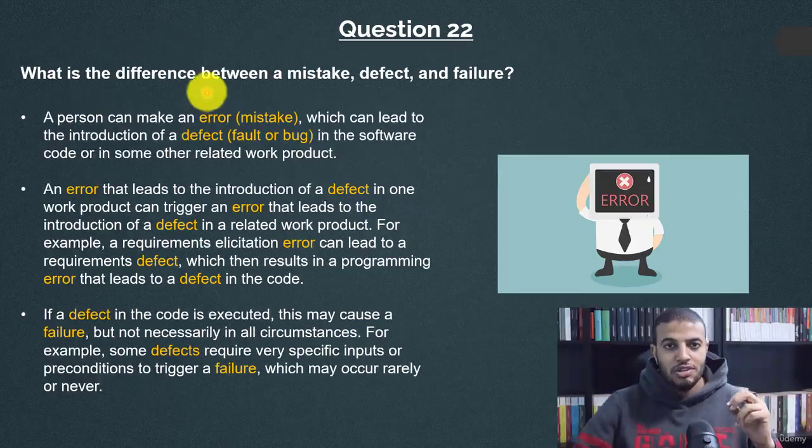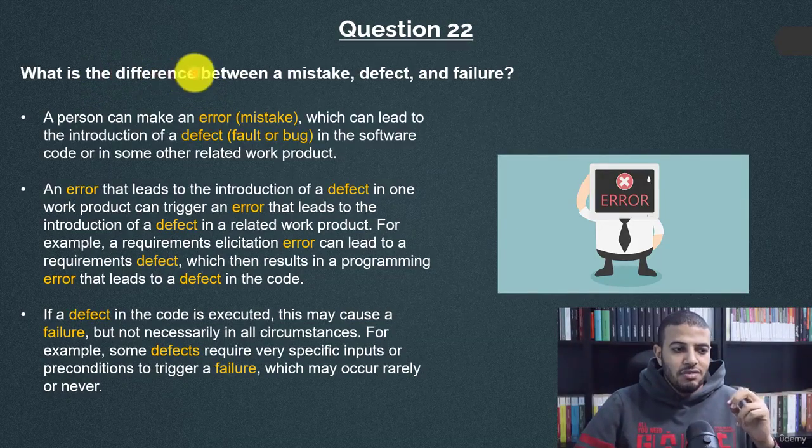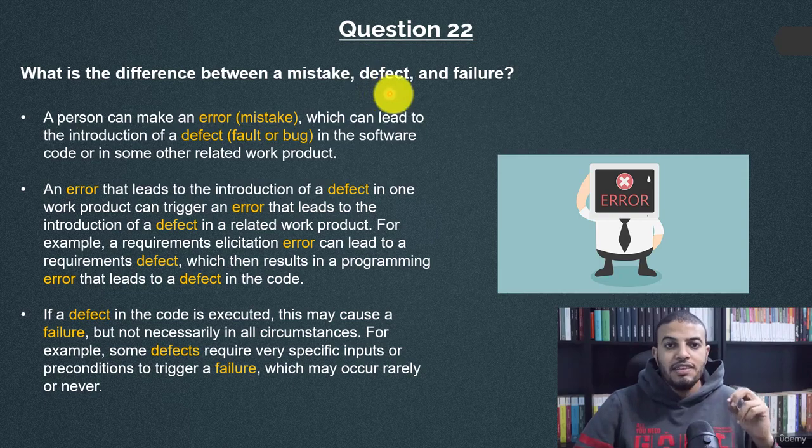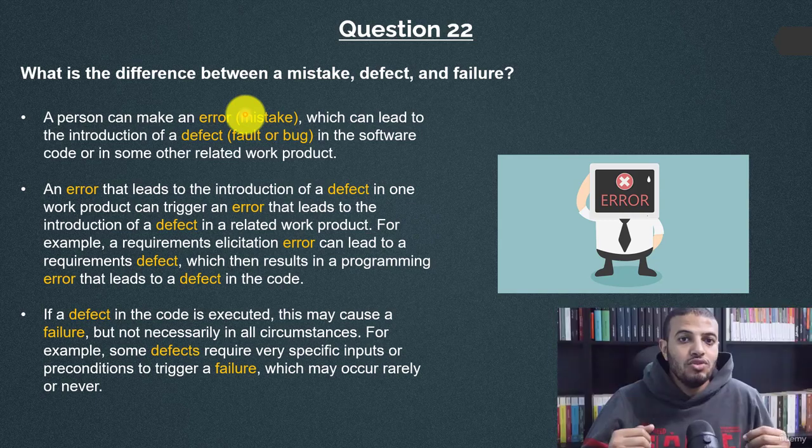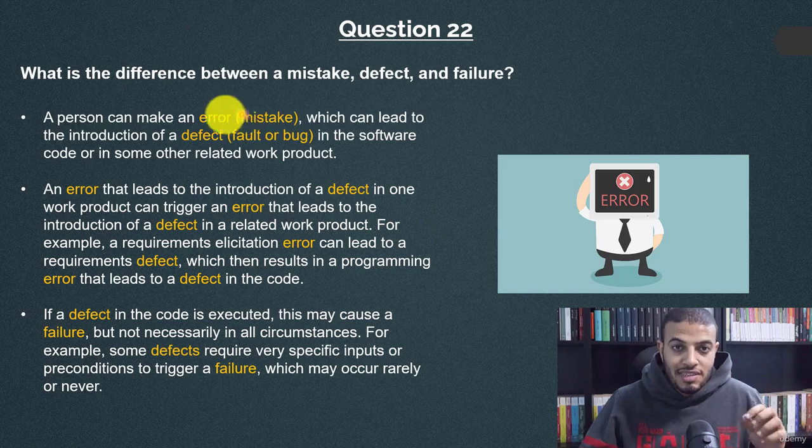Let's see the next question, which says, what is the difference between a mistake, a defect, and a failure? So the person can make an error or mistake. So the developer, for example, is writing his code. While he is writing this code, he might implement a functionality in a wrong way. Also, the product owner might write a wrong requirement. He might also write a wrong acceptance criteria for a user story. So this is considered an error or a mistake.